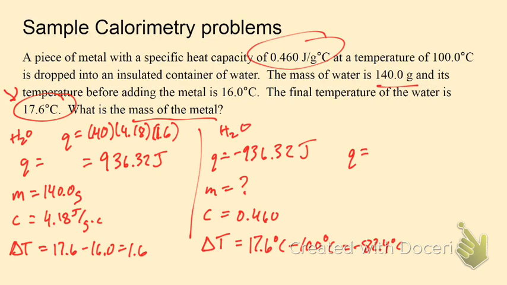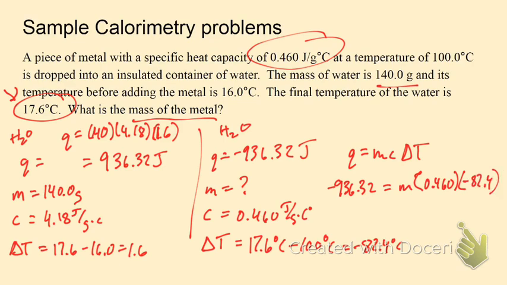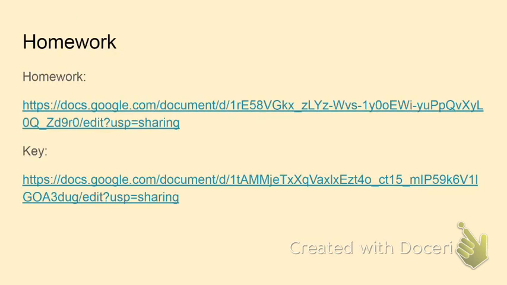All right, so we have Q equals MC delta T. Our Q is negative 936.32. The mass we don't know. The C is 0.460, and the delta T is negative 82.4 degrees Celsius. So if we do the math, our mass is going to equal 24.7 grams. Good. This is extra practice with a key.